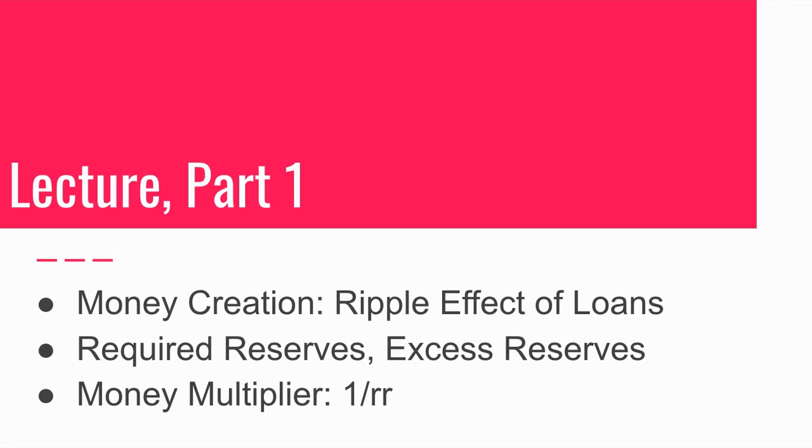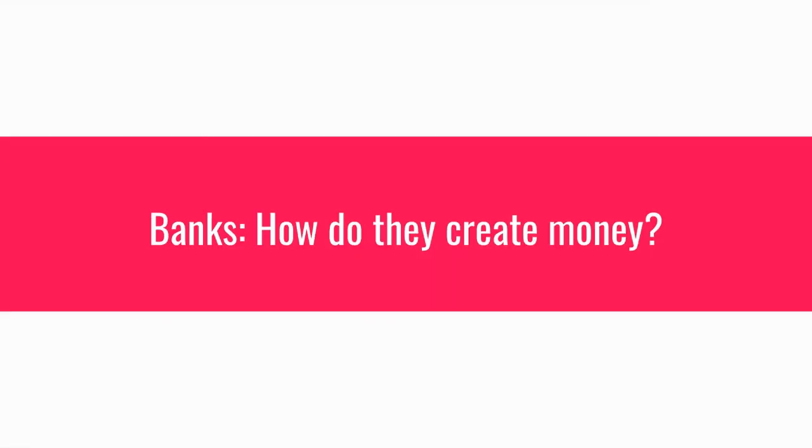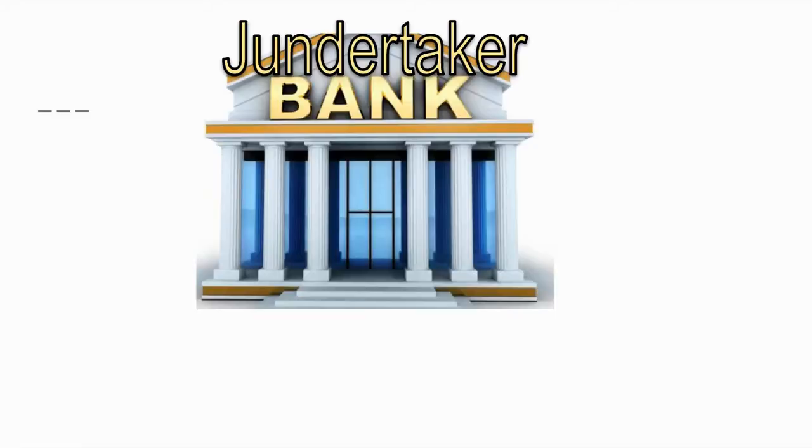Here we go. Today we're going to focus on three main ideas. Money creation, which is created through the ripple effect of loans. We'll talk about the difference between required reserves and excess reserves, and then the money multiplier, which is just 1 over the required reserve. So the big idea for you to understand today is, how do banks create money? By the end of this video, you should be able to answer that question.